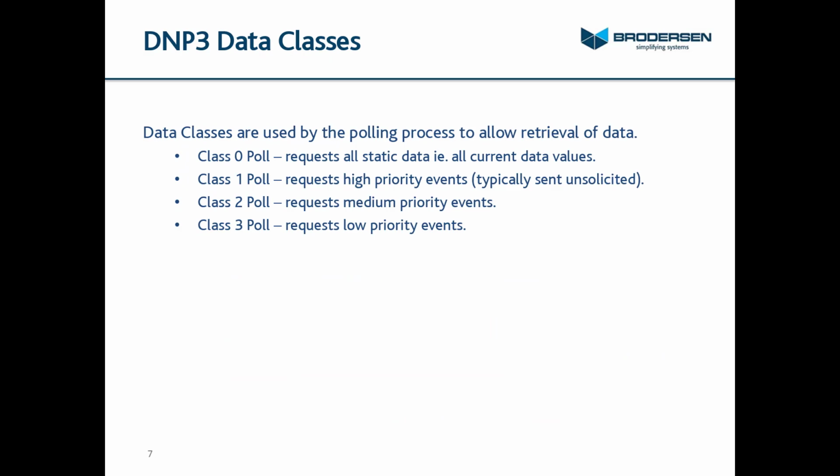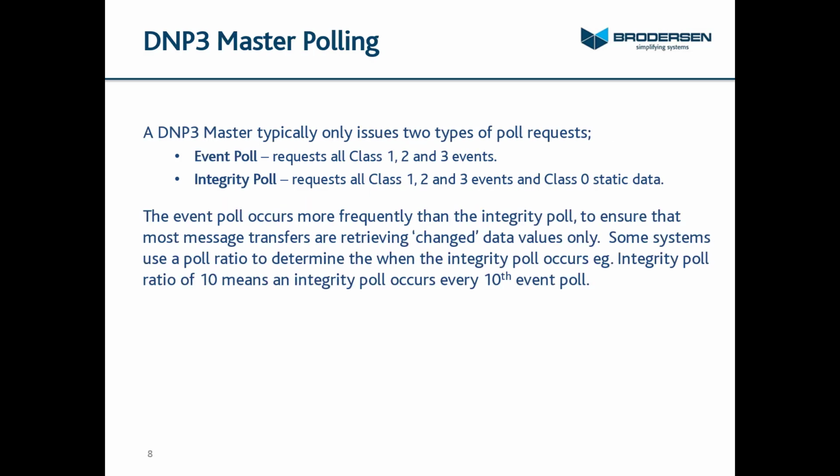So we said before about the concept of static data and event data. When the host is requesting static data, it issues a class 0 poll. So that requests all static data. So the RTU must reply with all of its DNP points. A Class 1, 2 or 3 poll is a request for event data. Typically when we look at how a DNP master manages its messaging, you'll find that it is regularly issuing event polls and less frequently issuing integrity polls, which are a combination of events and class 0 data.